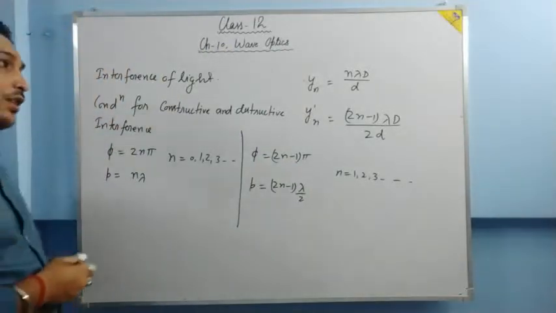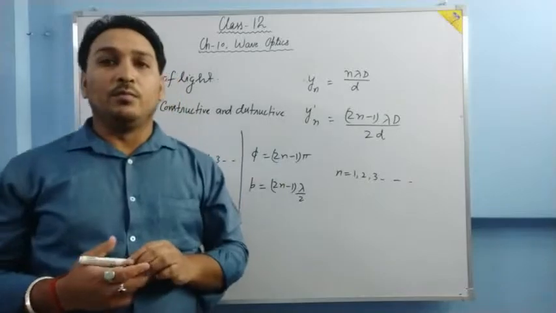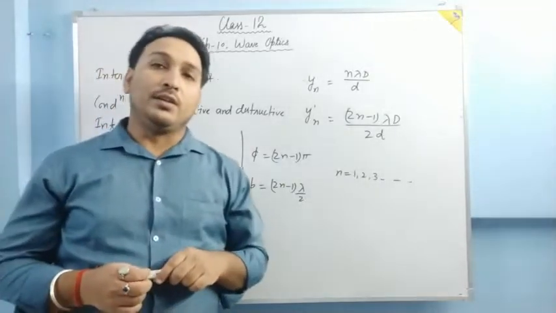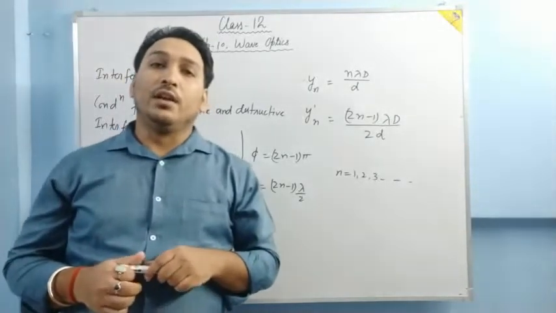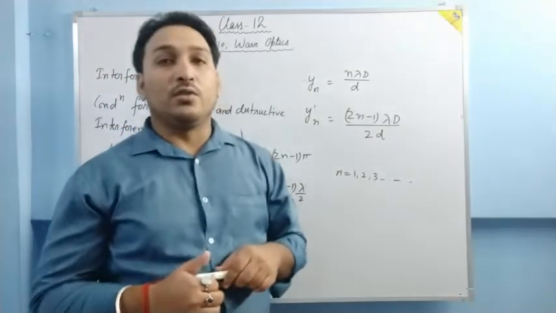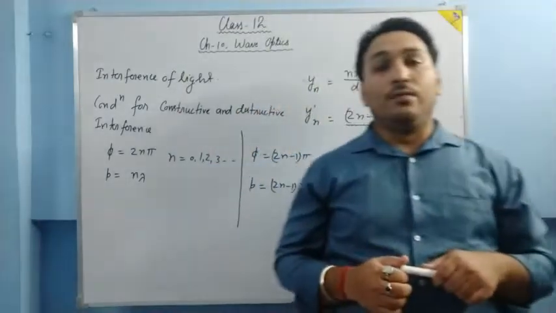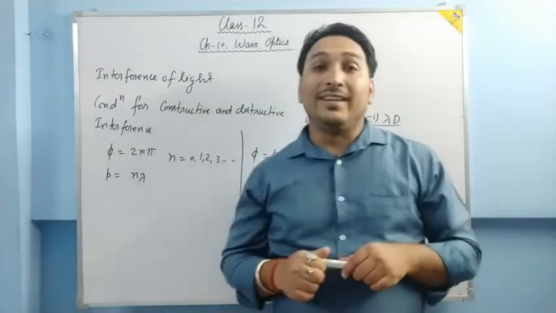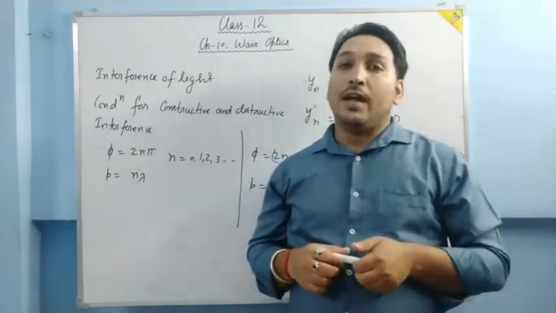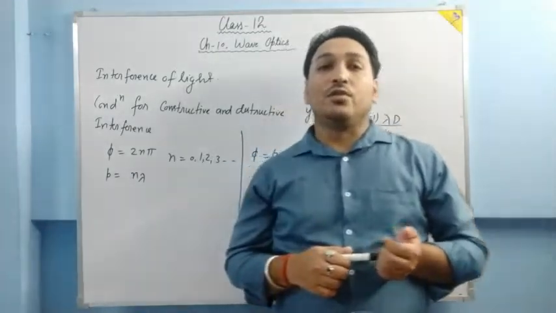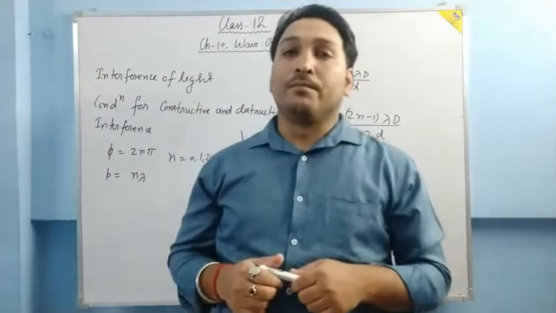Till here we have studied the position of the nth maximum and the position of the nth minimum. Today we will talk about resultant intensity and intensity ratio. Then we will talk about the condition for sustained interference, and then the intensity ratio. After that we will talk about the intensity distribution curve, and at the last the condition for sustained interference. Okay, let us start for today.